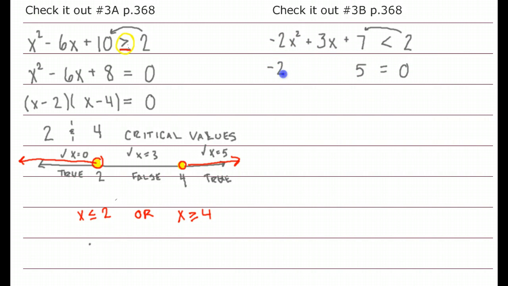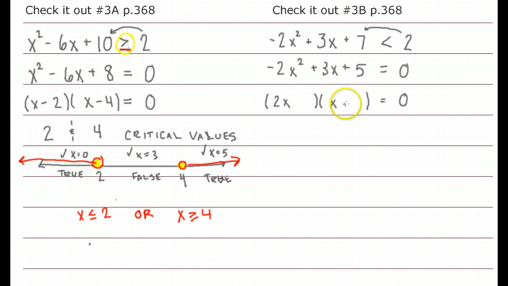So we have negative 2x squared plus 3x plus 5. And that is going to be factorable. So we're going to factor this. Okay, this is a little more difficult. My two first terms have to be 2x and x, and we'll figure out where the negative goes in a moment. And my last two terms have to be 5 and 1. And I want to get a difference of 3.